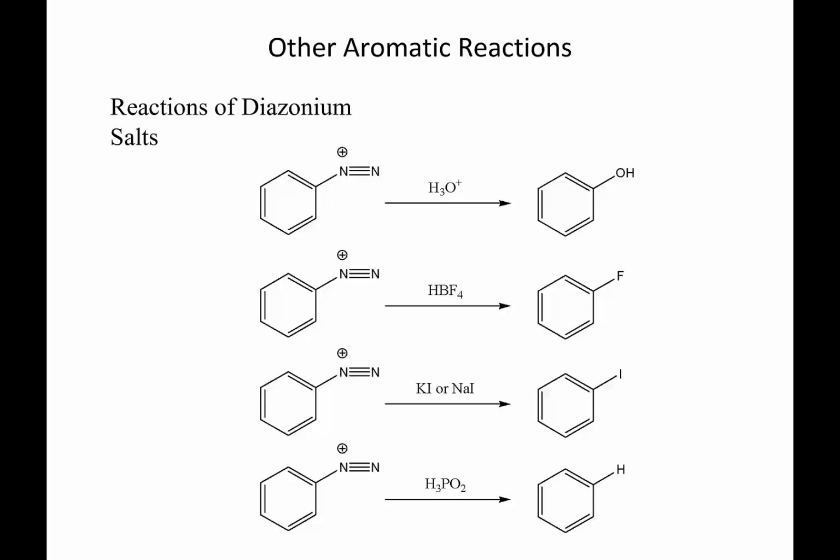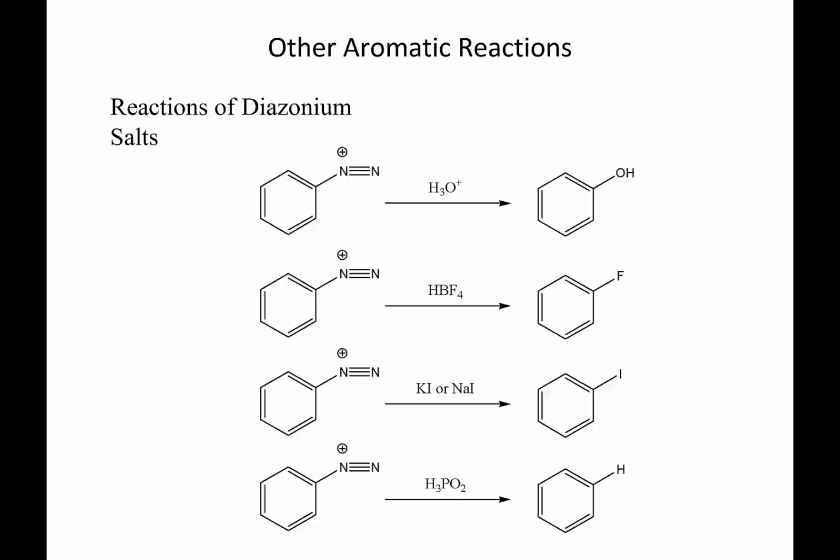Okay. And then all these other reactions. So again, if you want to put an OH group on the ring, you're going to react your diazonium with acid, H3O+. If you want to put a fluorine, it's HBF4. If it's iodine, KI or NaI. And if you want to get rid of the diazonium salt, just put a hydrogen back on there. It's H3PO2. And some of these are kind of strange reagents, so they really only do one thing. All right, so there's another half a dozen 3x5 cards in terms of reactions.